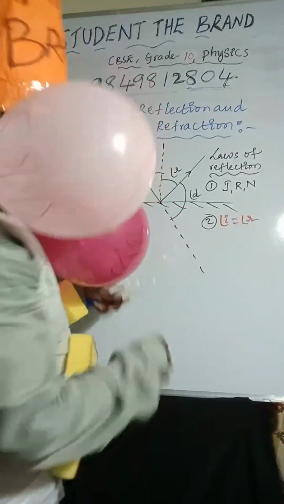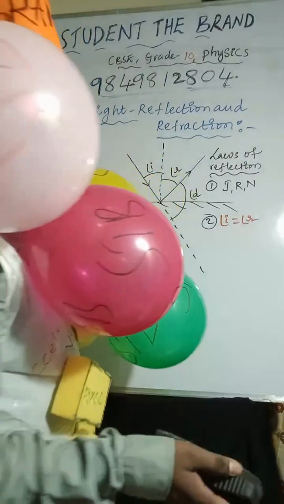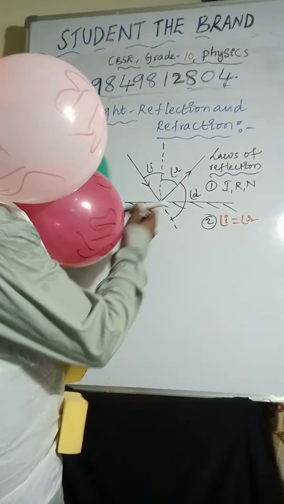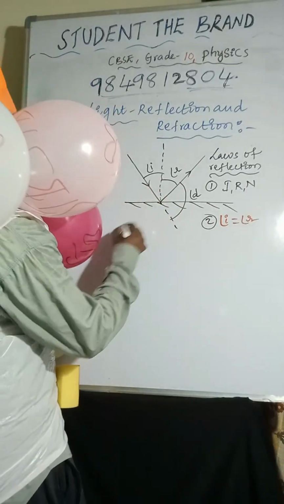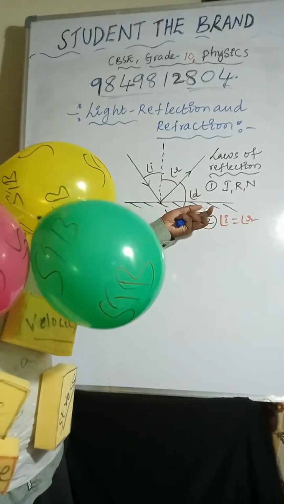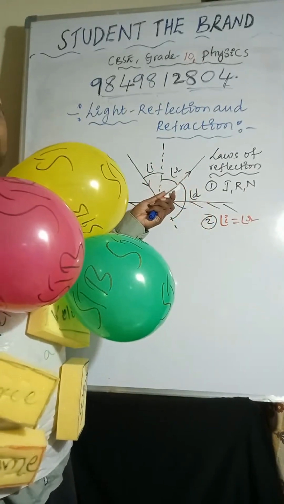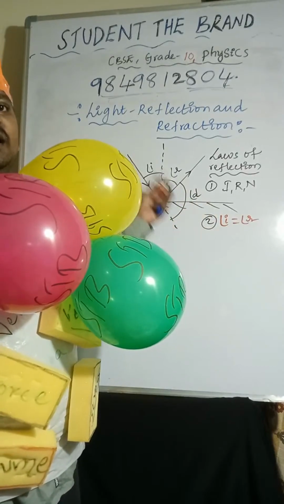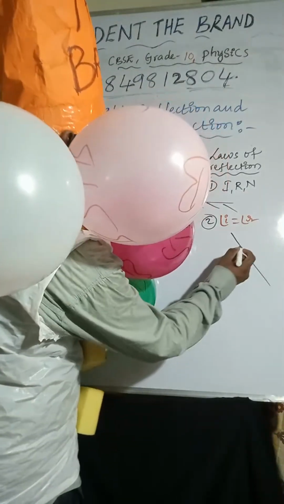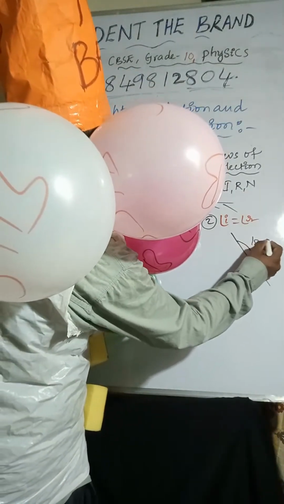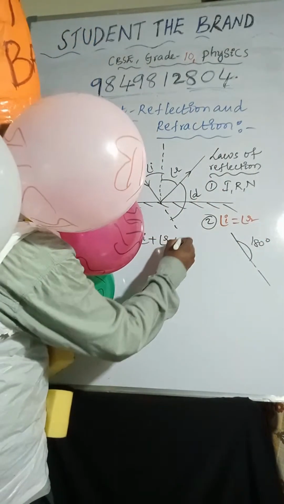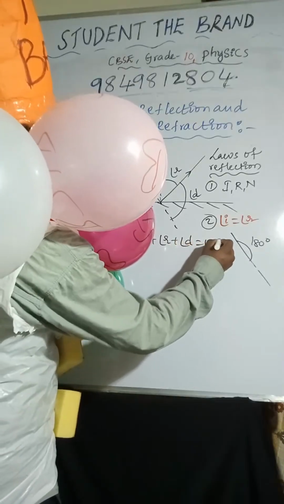Next, we will discuss the angle of deviation. Here you can observe the incident ray and the reflected ray. The angle of incidence, the angle of reflection, and the angle of deviation are all on the same line, like a linear angle, so 180 degrees. So the angle of incidence plus the angle of reflection plus the angle of deviation equals 180 degrees.